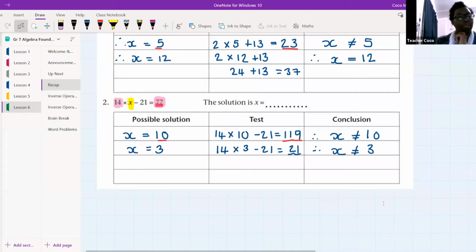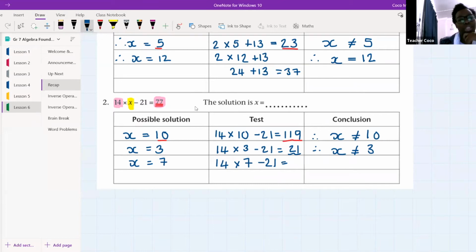And I'm seeing a couple of people in the chat say, ma'am, try 7. Okay, so I'm going to try 7. So I'm going to go x is equal to 7. And that's going to give me 14 times 7 minus 21 is equal to, Jiria says maybe 7. Yes, I think it's going to be 7. Guys, what's 14 times 7?